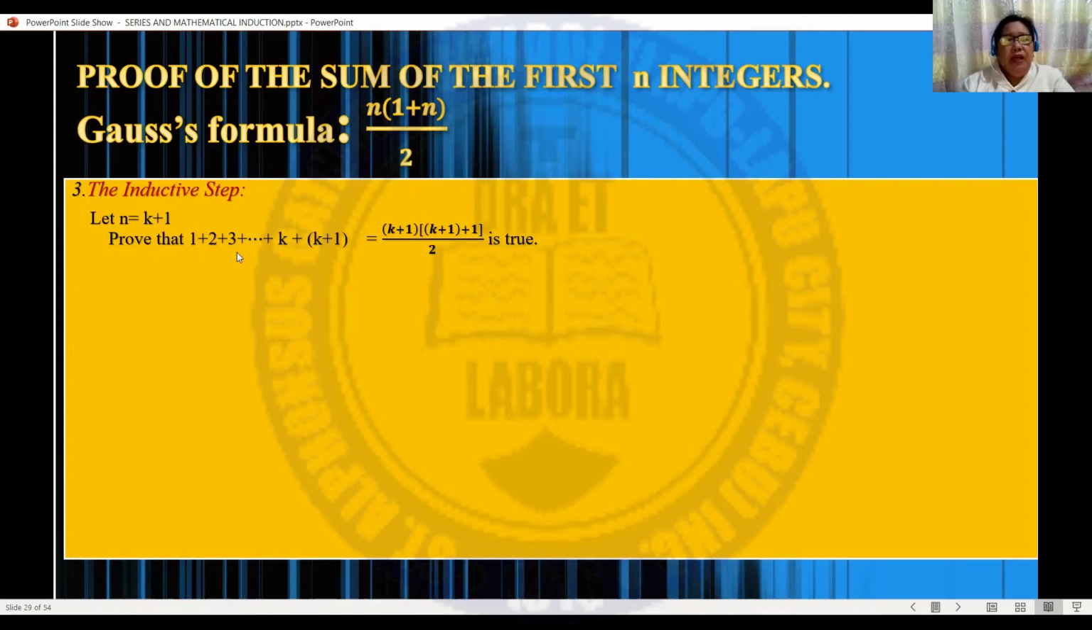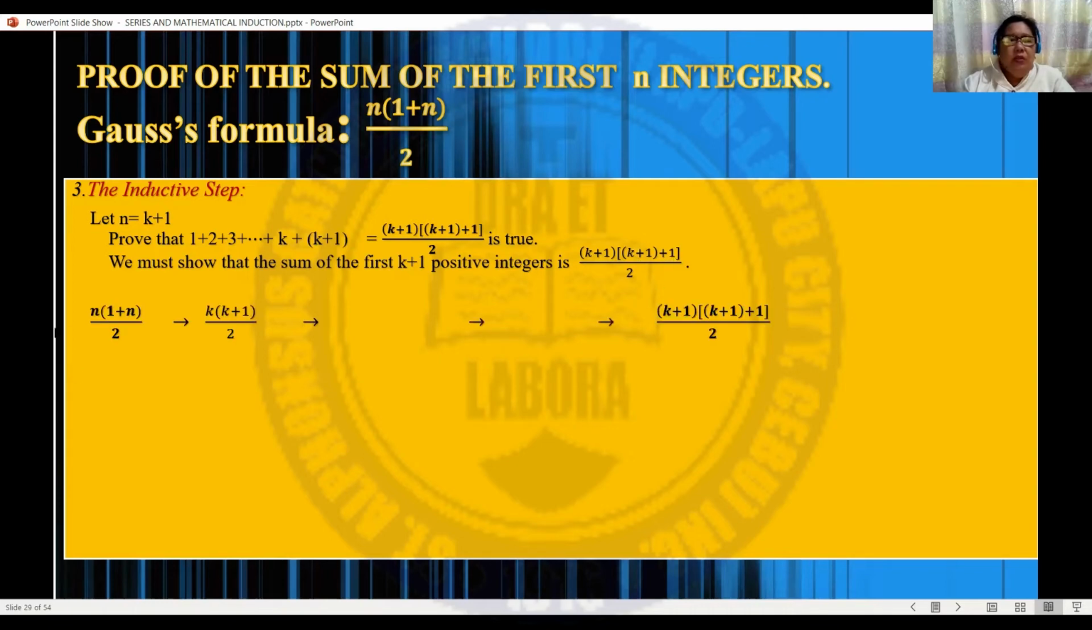And then prove that 1 plus 2 plus 3 plus k plus 1, which is equivalent to the quantity k plus 1 times the quantity k plus 1 over 2, is also true. We must show that the sum of the first k plus 1 positive integers is k plus 1 times the quantity k plus 1 over 2. So it would be like this.